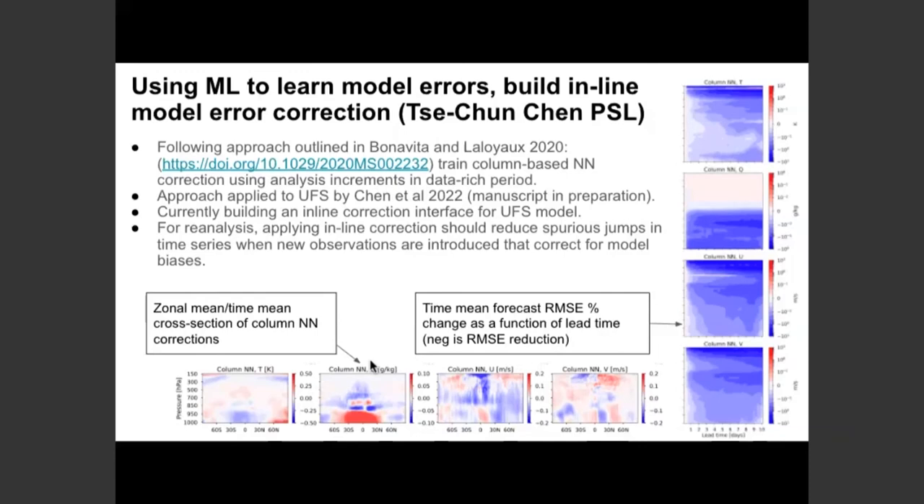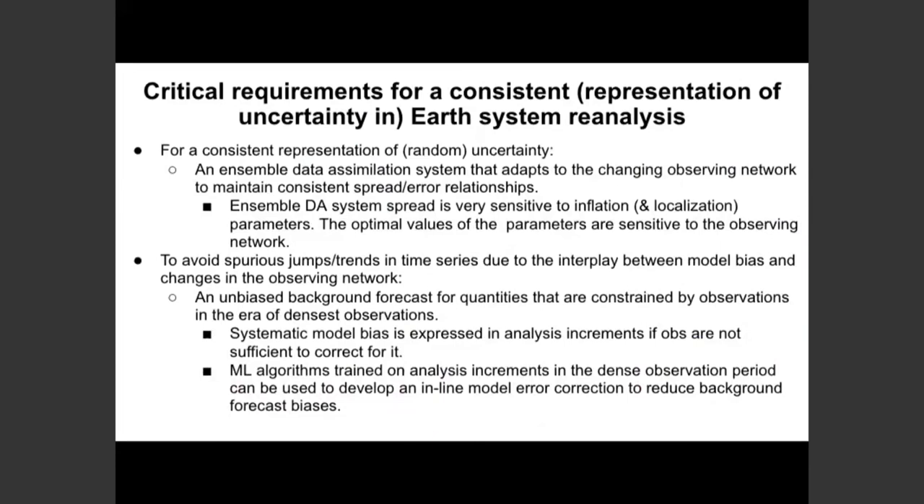So I think this is a promising approach that we'd like to investigate further for estimating the systematic component of the uncertainty. So returning to one of the workshop fundamental questions, what are the critical requirements for a consistent representation of uncertainty?